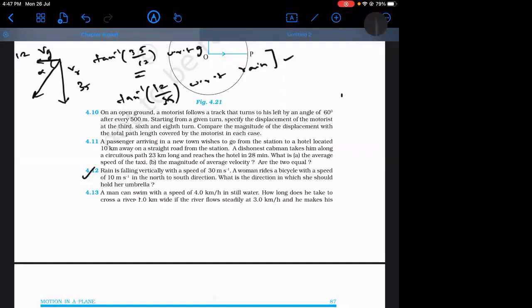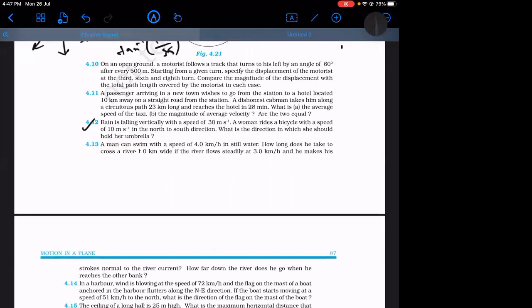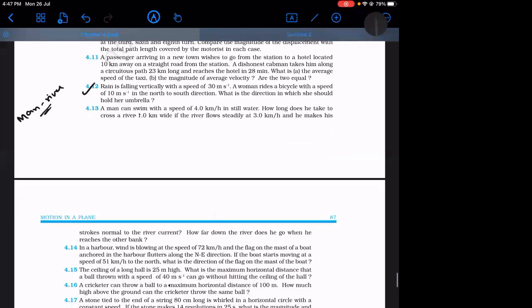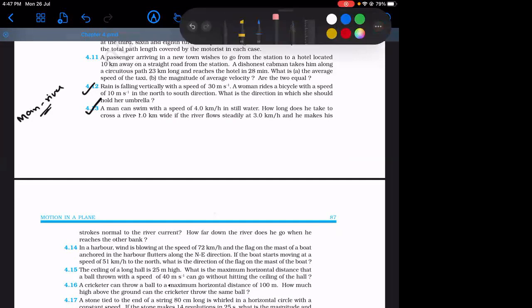Out of which one of the problems is a man and a river problem. Means there will be a river and a man will try to swim in that river. That is this problem. Okay. So read the question. What are they trying to say?